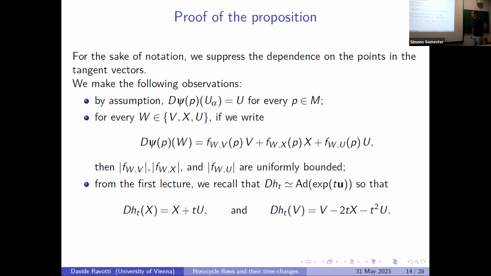Okay, so we had to compute all those differentials, and the simpler one is the differential of the time t map of the horocycle flow, because we computed it in the first lecture, or at least we remember how to do it. I have to compute the adjoint of the matrix (1 t; 0 1). If you just do the product of matrices, you see that if you push the geodesic flow with the horocycle flow, you get X plus tU.